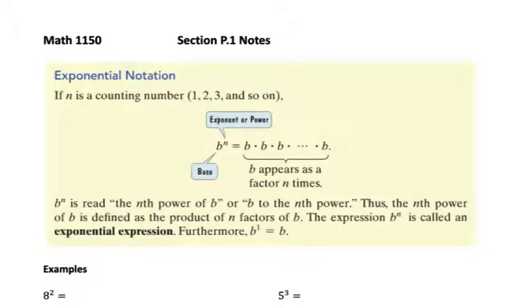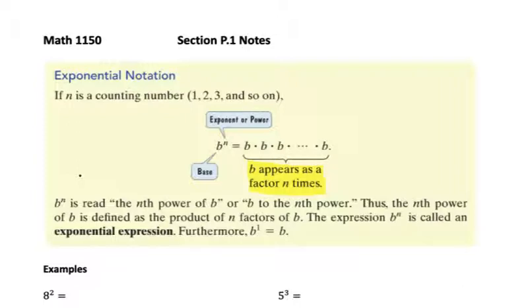In this video, we're going to talk about a few topics from section P1, and the first is exponential notation. So when we have an exponent, we have a base b and the exponent or power n. What the base means is that's the number that's being multiplied. The exponent means that that's how many times we are multiplying b. So b appears as a factor n times. So we say b to the nth power or the nth power of b.